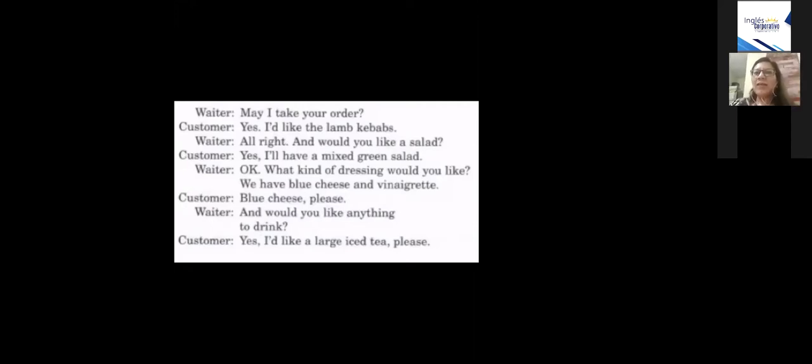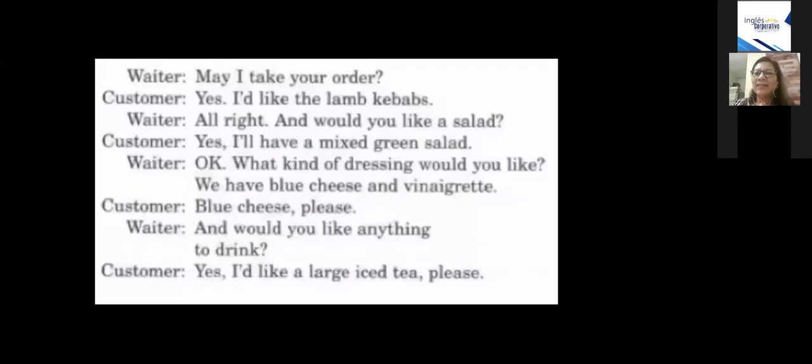May I take the order? Yes, I'd like the lamb kebabs. All right, and would you like a salad? Yes, I'll have a mixed green salad. Okay, what kind of dressing would you like? We have blue cheese and vinaigrette. Blue cheese, please. And would you like anything to drink? Yes, I'd like a large iced tea, please.